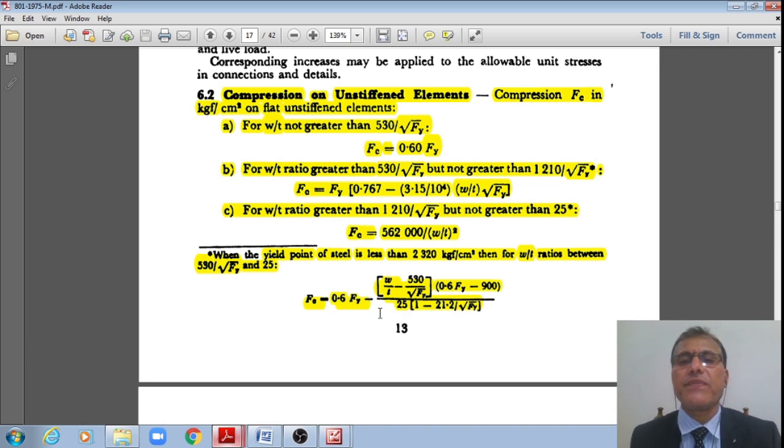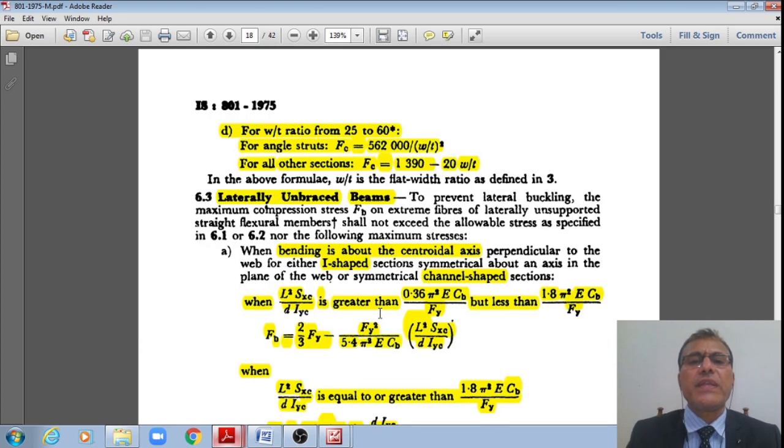That is how the modification applies if Fy is less than 2320 as well as W by T is in the range of 25 to 530 divided by square root of Fy. That is the exception. Whereas for W by T between 25 to 60, for angle struts the permissible or allowable design stress Fc is given by 562,000 divided by W by T whole square, whereas for all other sections it is given by Fc is equal to 1390 minus 20 multiplied by W by T.